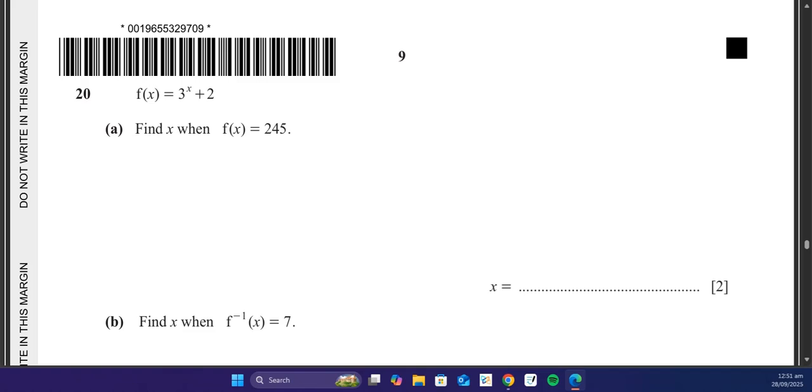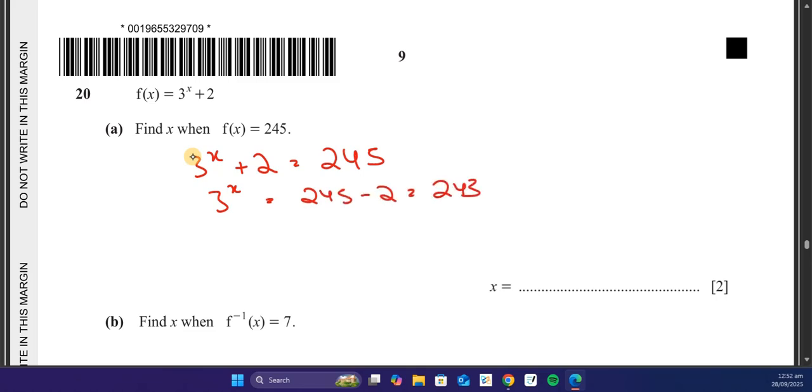Perfect. Moving on. Question number 20. f(x) is equal to 3 to the power x plus 2. Find x when f(x) is equal to 245. So this is pretty simple and standard, not such a difficult question. You could say that 3^x plus 2 is equal to 245, so 3^x is equal to 245 minus 2, which is 243. 3^x is equal to 3^5.